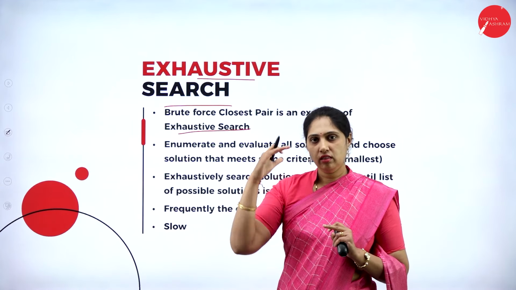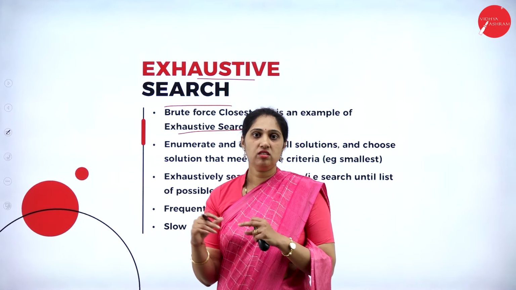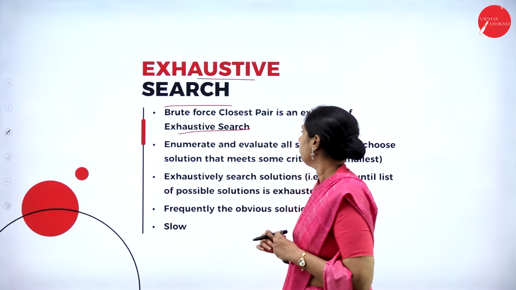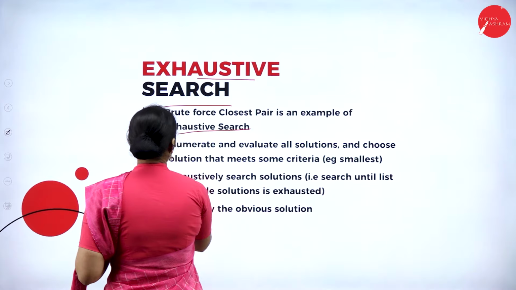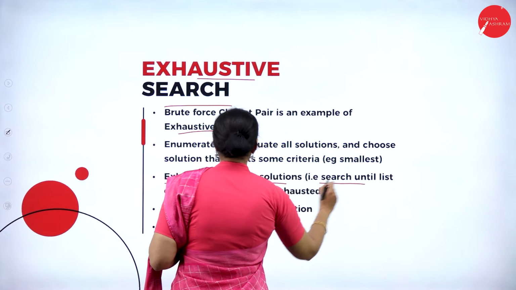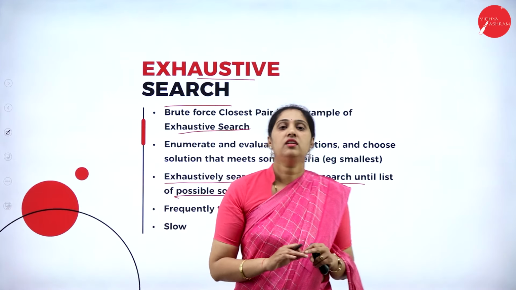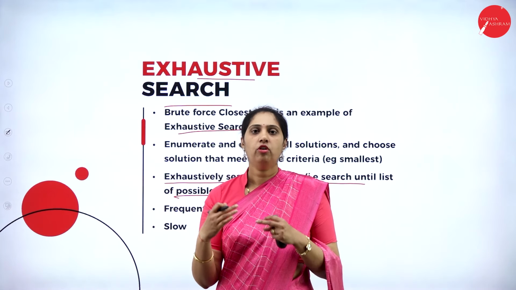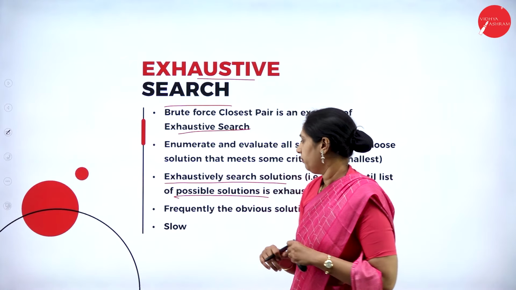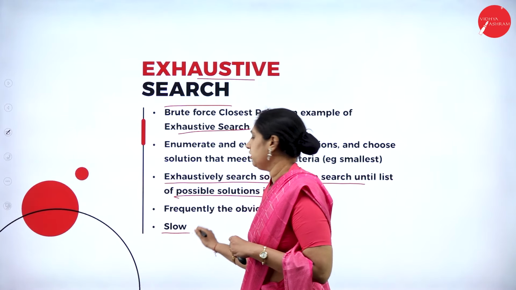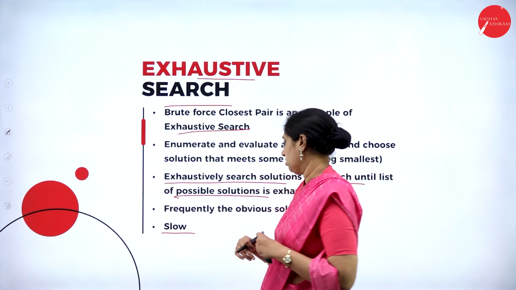But here, in that possible solution, I have to find which is the minimum or which is the optimal. So we'll come to this exhaustive search. See, exhaustive search solution, that is, search until its possible solutions are exhausted. Until it is exhausted, we should keep on seeing the solutions. Which is better? That will be the answer. So it is slow. Why slow? We keep on comparing the solutions.